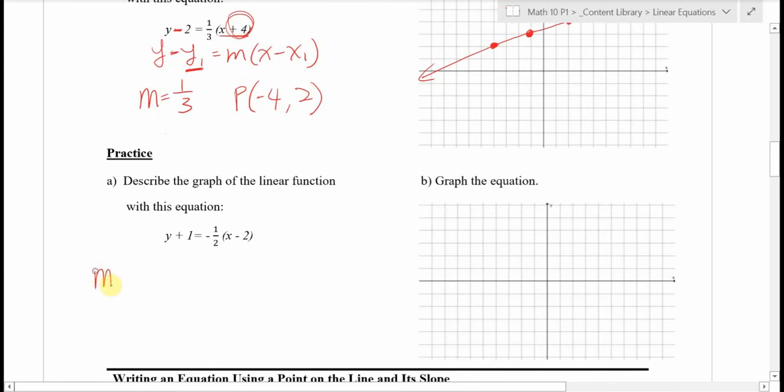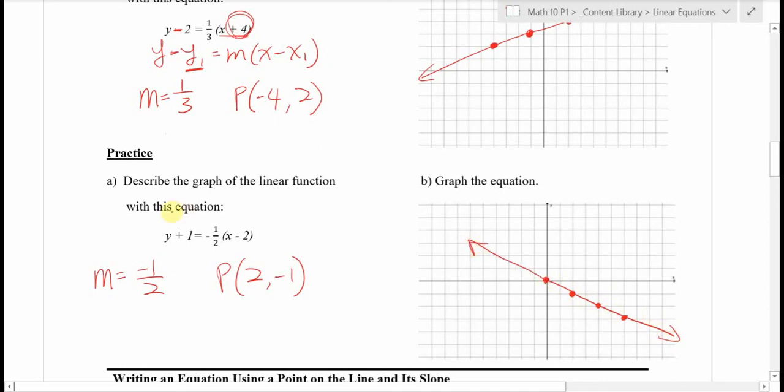Okay, so this one shouldn't be too bad. The slope is -1/2. The point P is going to be, again, x1, which is 2, and y1 this time is -1. So 2 and -1 is right here. The slope is -1/2, so we're going to go 1 down, 2 to the right. 1 down, 2 to the right, or we can go 1 up and 2 to the left. That's enough points for me to draw a line. And there is my linear function.